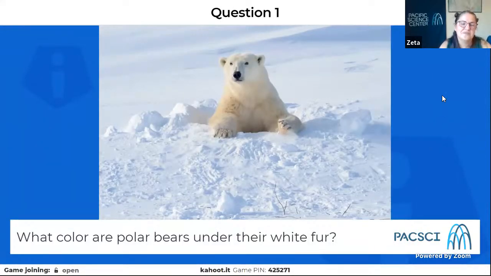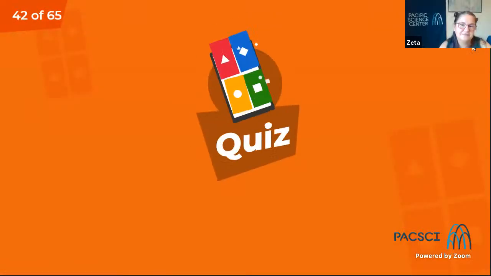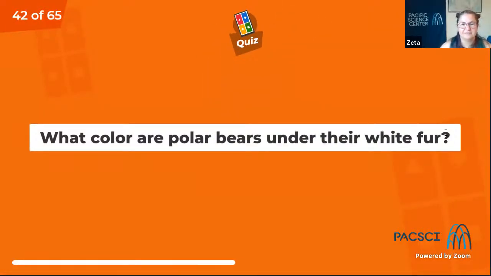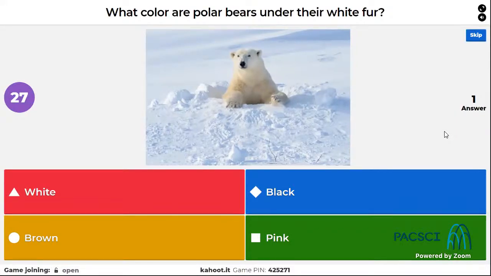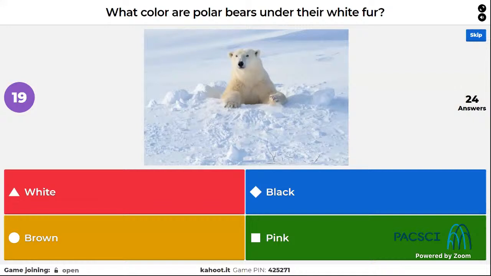All right, so question one, what color are polar bears under their white fur? They have the white fur so that they blend into the snow and it's easier to sneak up on seals. But underneath that white fur, are polar bears white, black, brown, or pink? That polar bear looks happy to be in that snow. Very happy, it seems to me.